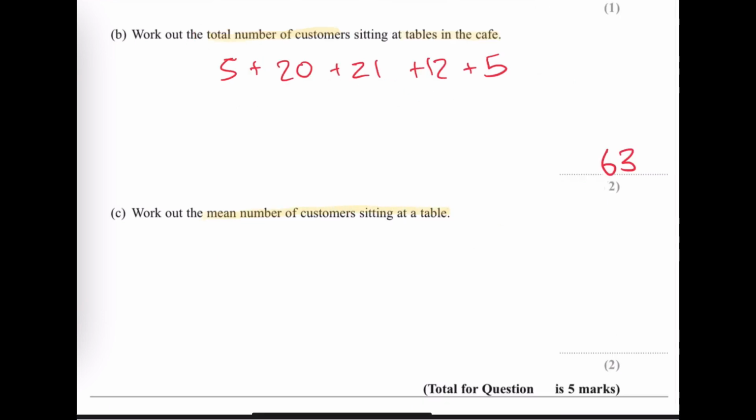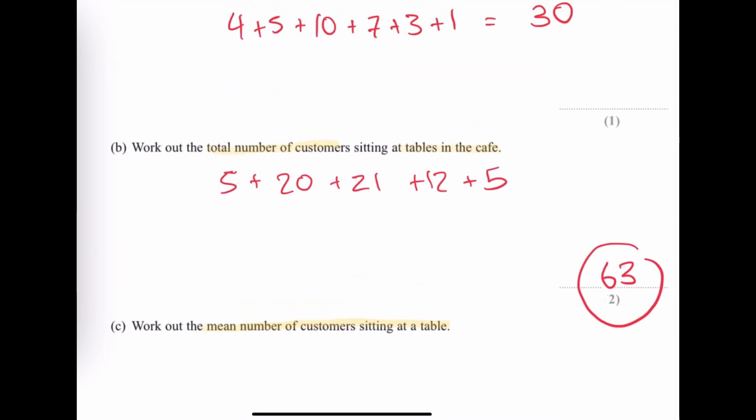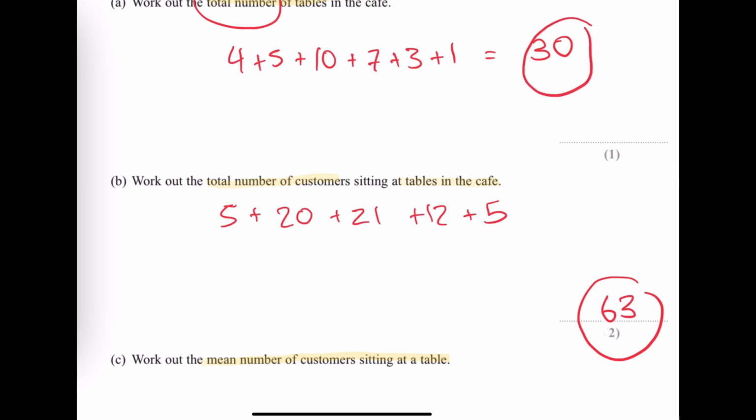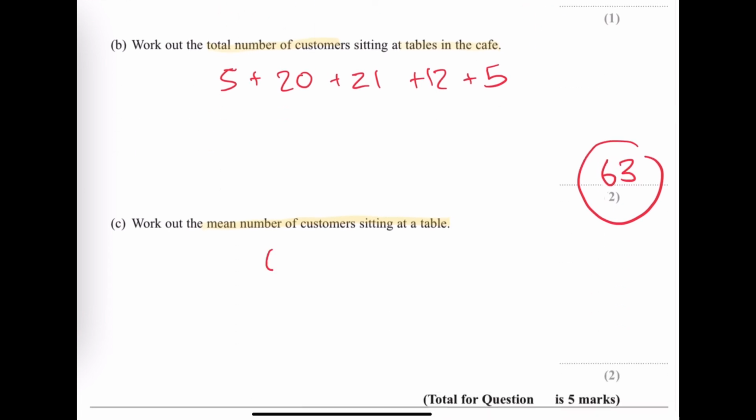All you have to do for the mean number is take the overall number of customers sitting at these tables, and divide that by the number of tables there are in that restaurant. So we do 63 divided by 30, and we will get 2.1, which is the answer.